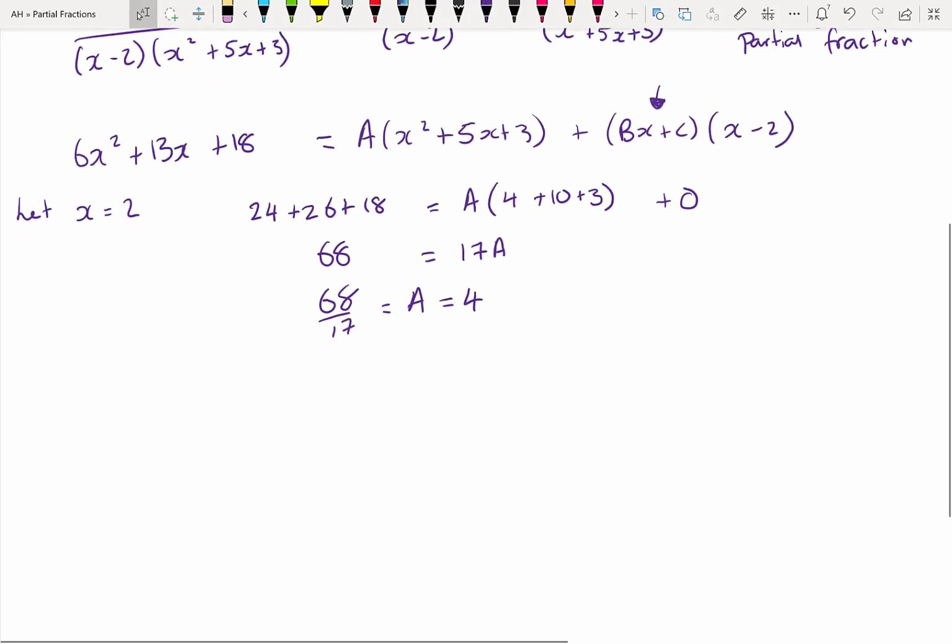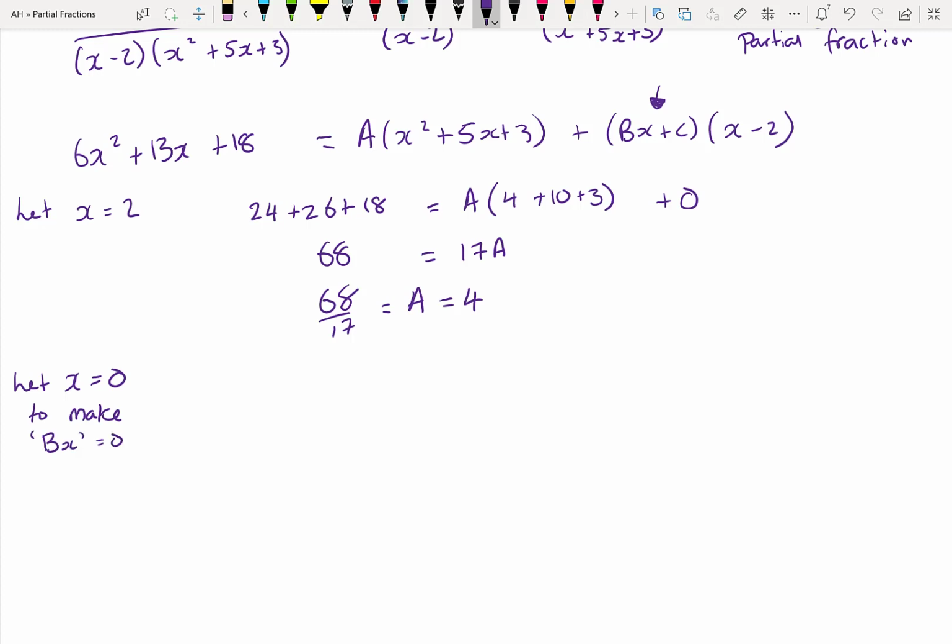Okay, next thing I'm going to do is I'm going to let x equal 0. Okay, we're going to do that because I want to make the bx part equal to 0. I want that bit to go away. Okay, mainly so that I can work out the c value first, and then we can go on and we can work out what b is later.